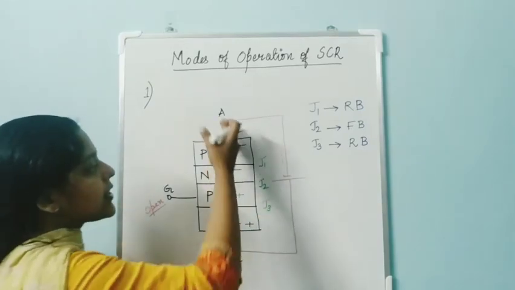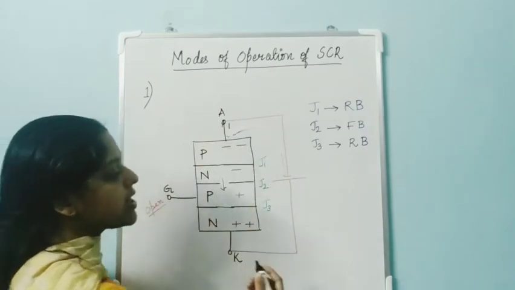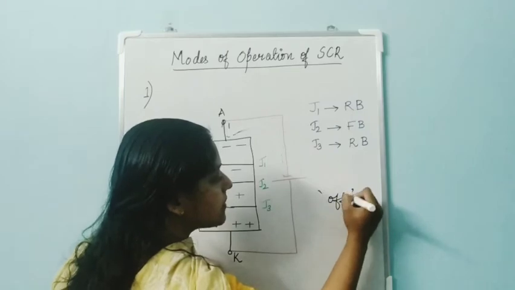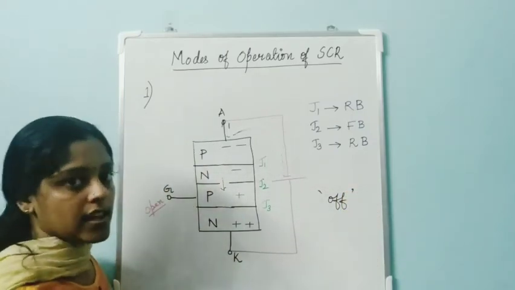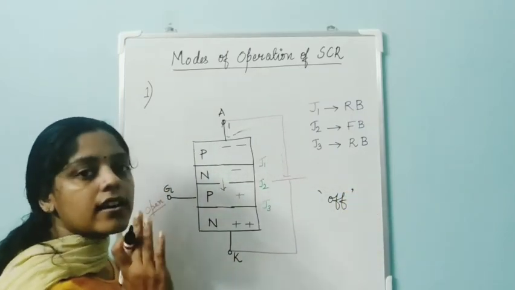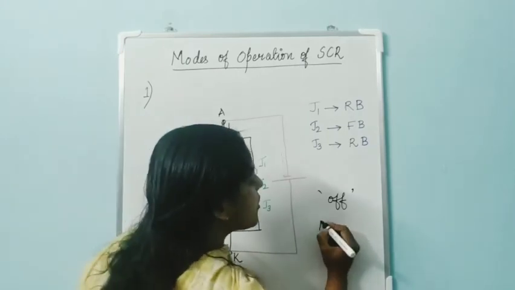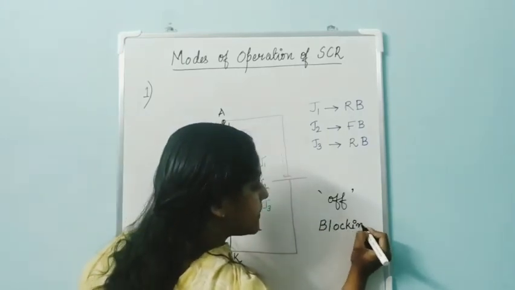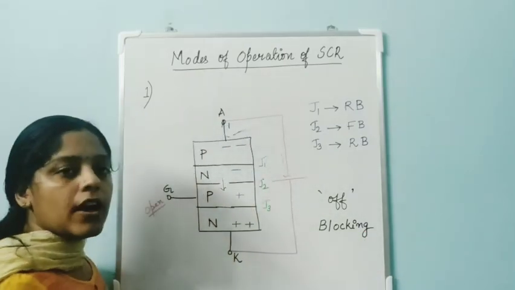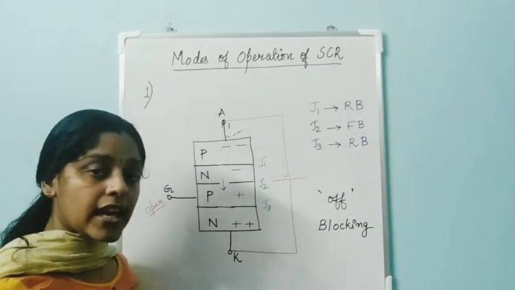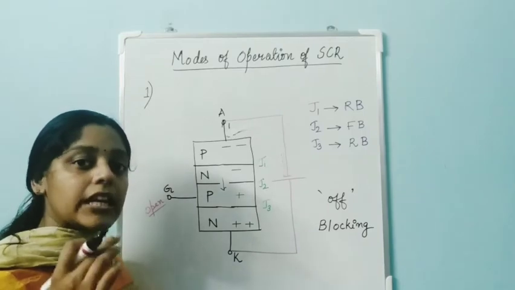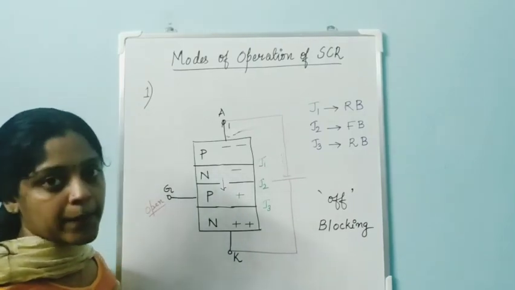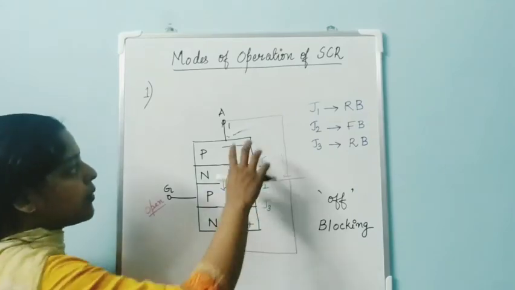So when you say that no current flows through the device, you can say that that device is in the off condition. Device is not conducting. That means the device is under off condition, or otherwise you can say that that device is blocking. Okay. When the device is on, you can say that the device is conducting. But when the device is off, you can say that that device is blocking. Clear?